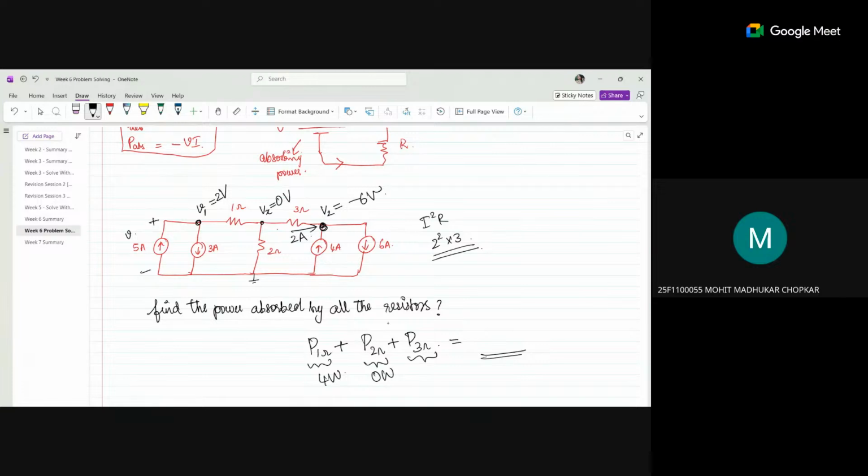So this will be 12. 12 watts. Does anyone have any doubt in this question? Or are you all getting the same answer? Yes. Okay. Can we use V square by R for P3? Yes, you can use V square by R also. 6 square divided by 3. Okay, got it.